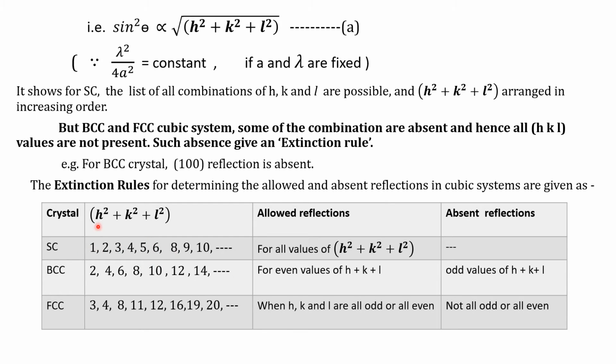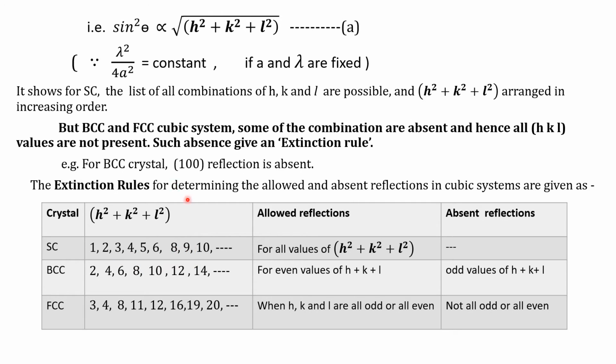8: how do we get 8? 2 square plus 2 square plus 0 square, 4 plus 4 plus 0, hence we get 8. 9: how do you get it? That is 2 square 4, again 2 square 4, 8, plus 1 square is 1, so 9.